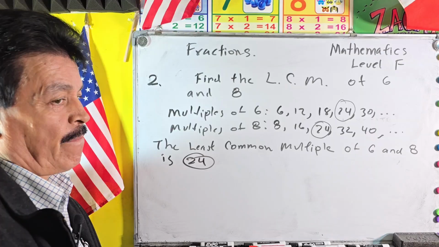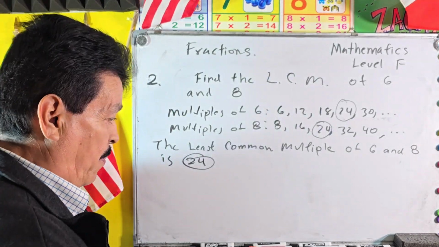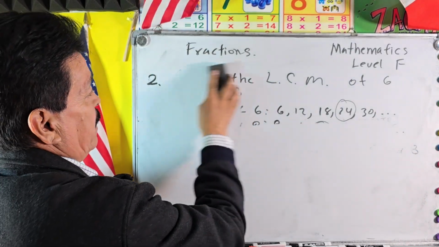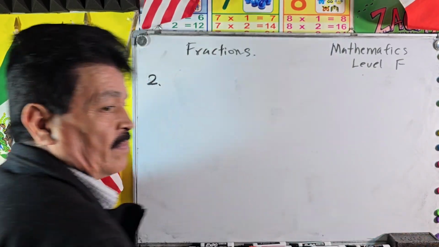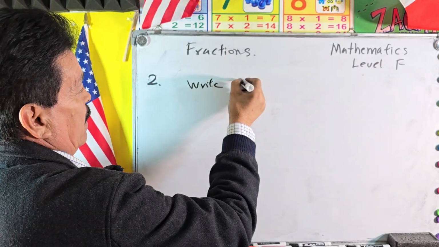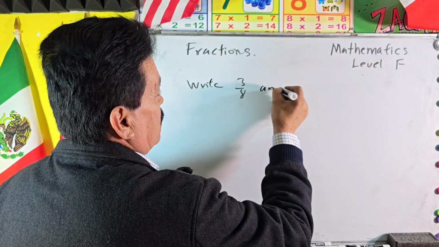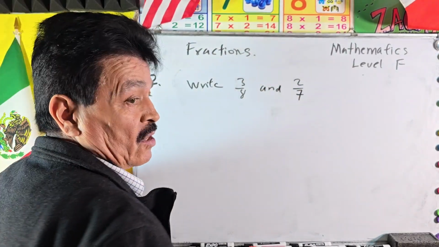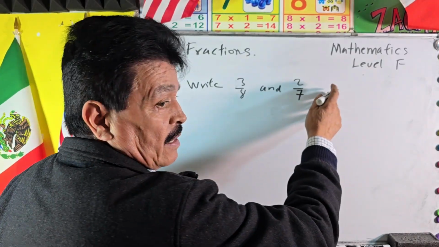Let's see one problem. I will erase this. Let me solve one problem here using this rule. So write 3/8 and 2/7 as a fraction, okay.